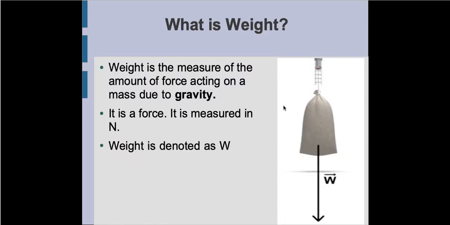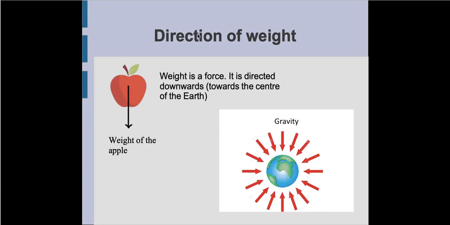On the other hand, weight is a measure of the amount of force acting on a mass due to gravity. This word is very important. As it is a force, it is measured in newtons. Also, as it is a force, it has a direction. This direction is, for us, always downwards. But in reality, the direction of weight is towards the center of the Earth, as we are on Earth. If we were on another planet, it would be towards the center of that other planet.